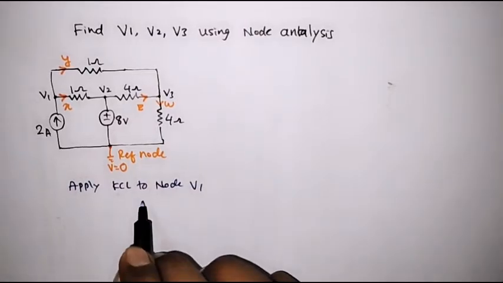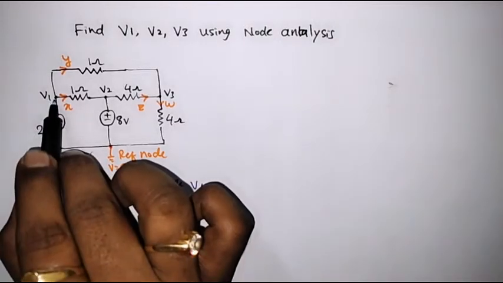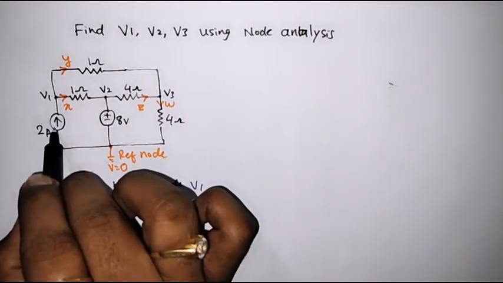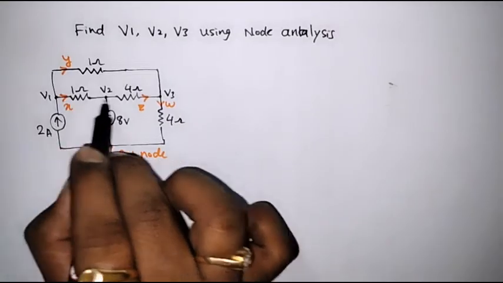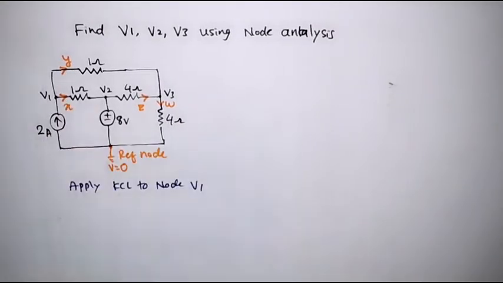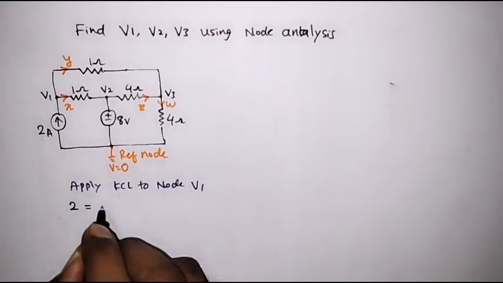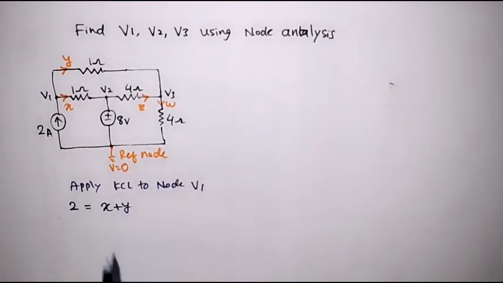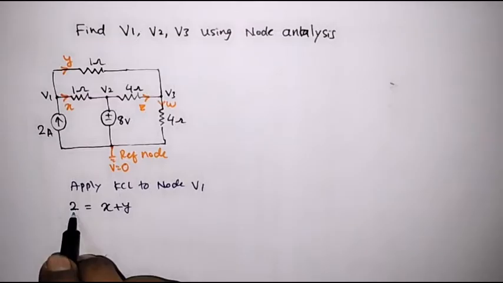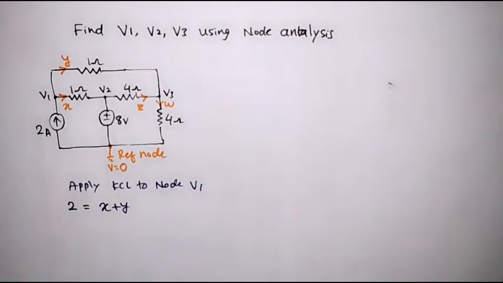So KCL says that incoming current is equal to outgoing current. Here at node V1, current 2 ampere is incoming, current X is leaving the node, and current Y is leaving the node. So I can write 2 is equal to X plus Y. 2 is incoming, X and Y are leaving the node.